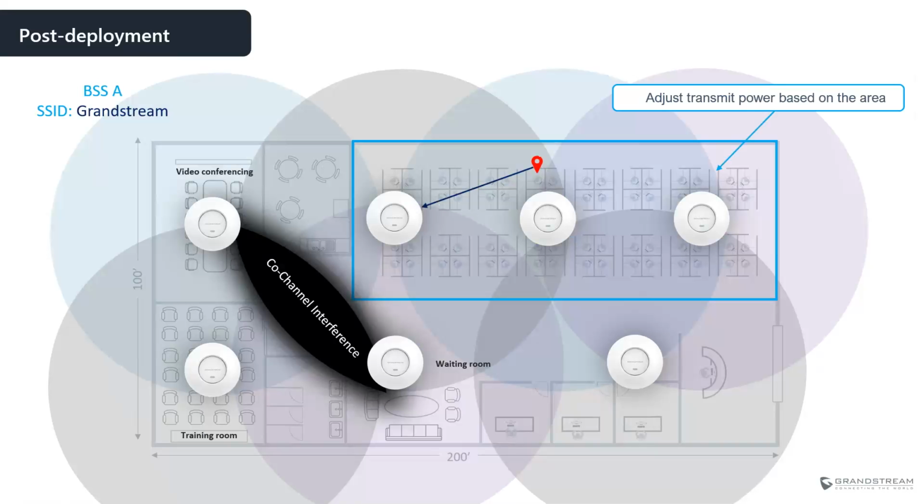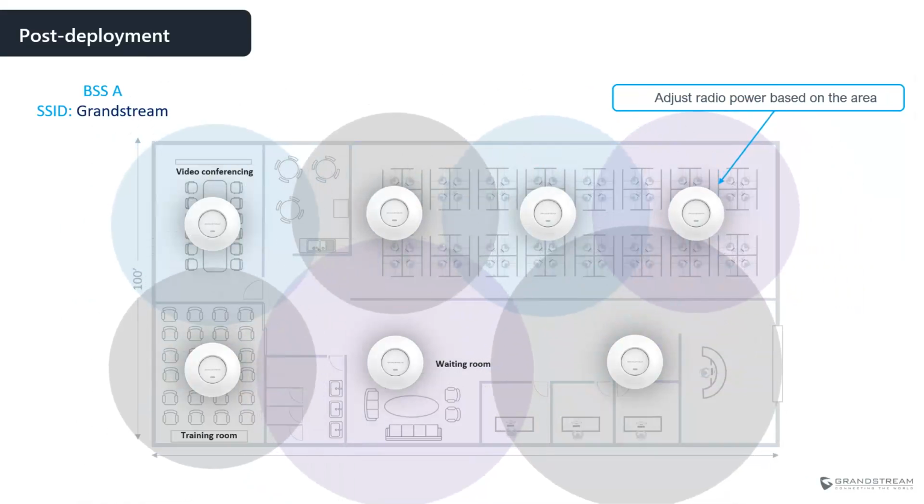So in our example, for these 3 access points in the cubicle area, we need to reduce the radio power to low, as well as the access points in the video conferencing room and in the training room, because we only need to cover a small room. So this is how it looks after you reduce the radio power. We got rid of the co-channel interference here and the other one that was here. And now this client will not be able to connect to this access point because it's within the range of this access point and it's only able to see this access point. And that's basically what we want.